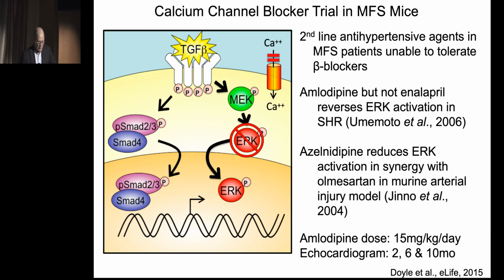We were initially hopeful. It was described that calcium channel blockers such as amlodipine could reverse ERK activation in hypertensive rats, and that other calcium channel blockers could reduce ERK activation in synergy with angiotensin receptor blockers. So we had high hope for this strategy. We applied a considerable dose of amlodipine and followed these mice with echocardiography.